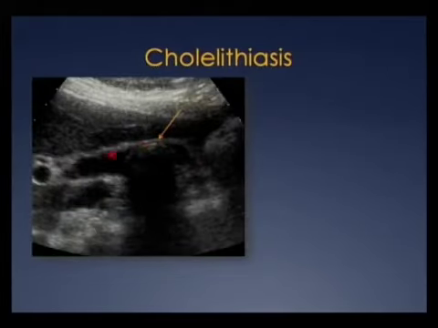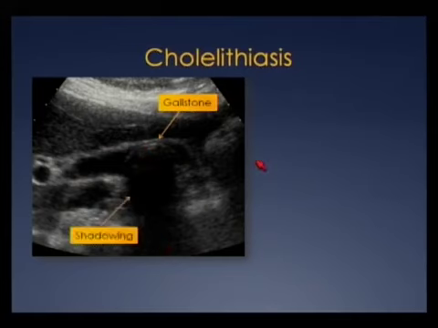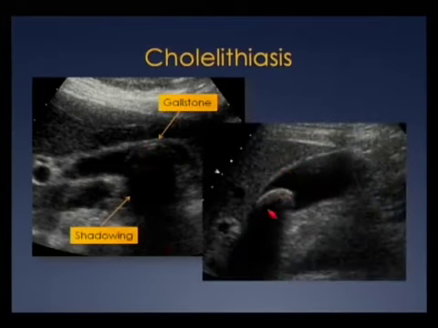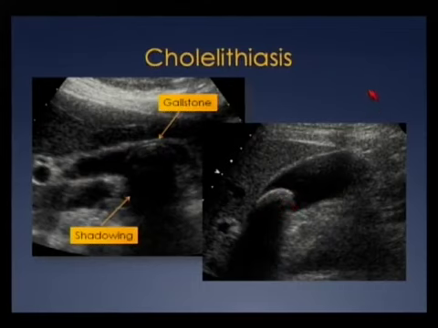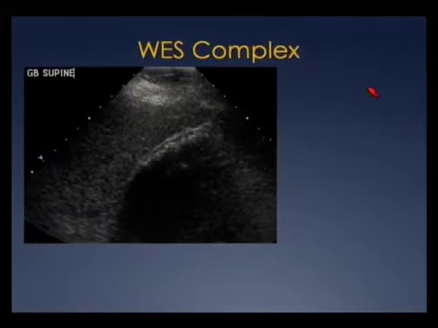So here's a patient, this is a sagittal image of the gallbladder, which shows a gallstone with dense posterior acoustic shadowing. And here's another image of the gallstone, which has migrated down towards the gallbladder neck. Just like Dr. Vosi mentioned, it's very important to look at the gallbladder neck.